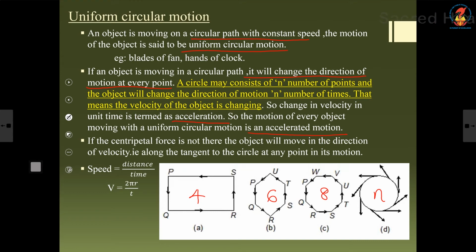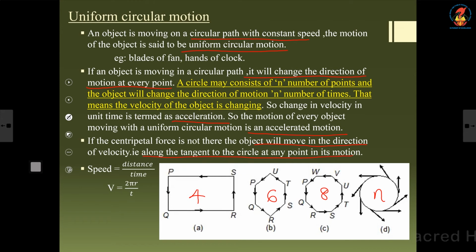Depending upon the sides, the first one has 4 sides, so 4 times; the second has 6 sides, so 6 times; the third has 8 sides, so 8 times. Then a circular path consists of n number of points. At each point the direction of motion is changing. If centripetal force is not there, the object will move in the direction of velocity, that is along the tangent to the circle at that point.